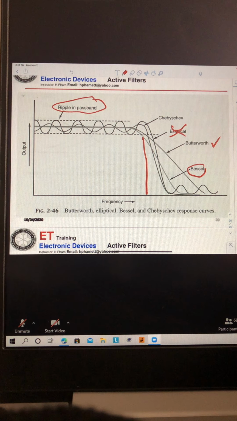Excuse me, is Bessel considered high frequency? I don't know who cares about high frequency or low. Well, it's faster, isn't it? Yeah, with high frequency for sure they will be fast.